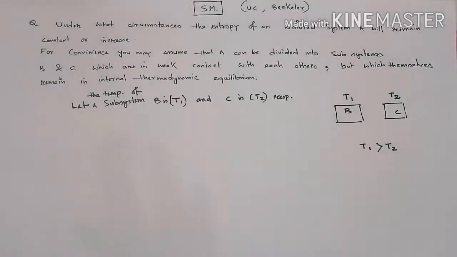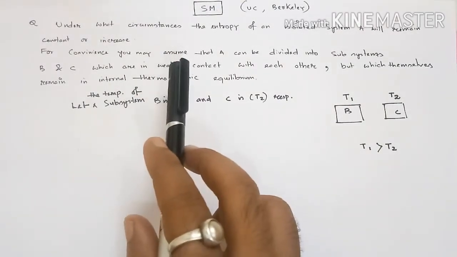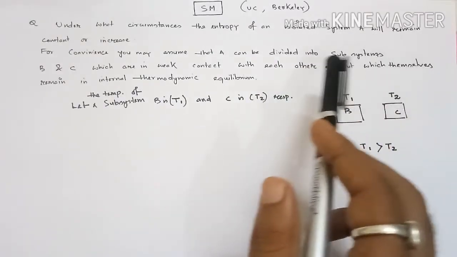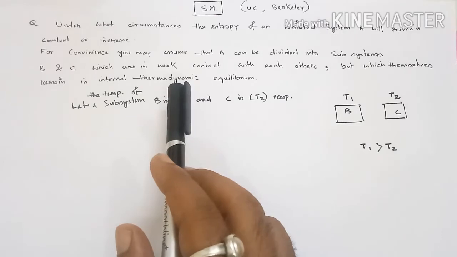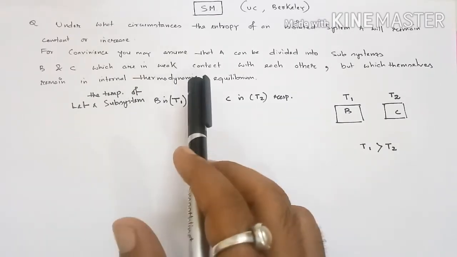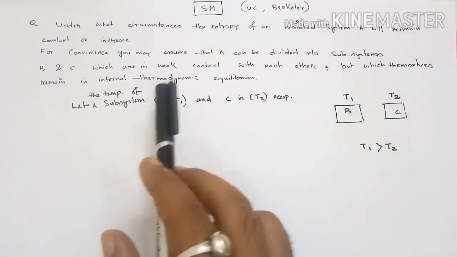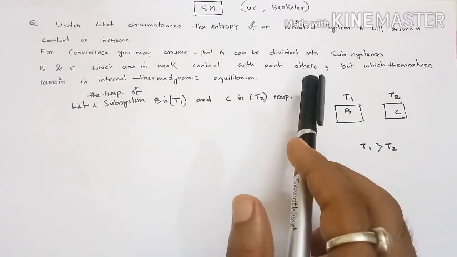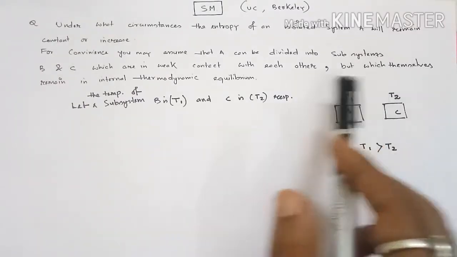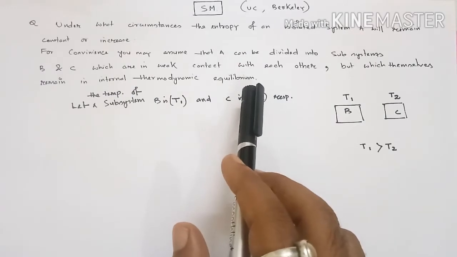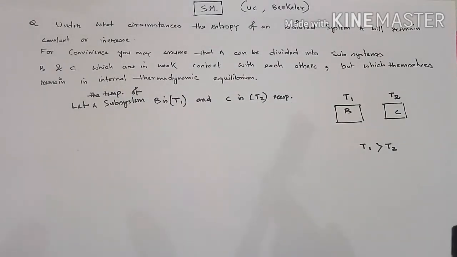Hello everyone, this is a problem from Statistical Mechanics. Here the problem says, under what circumstances the entropy of an isolated system A will remain constant or increases. For convenience, you may assume that A can be divided into subsystems B and C which are in weak contact with each other but which themselves remain in internal thermodynamic equilibrium.